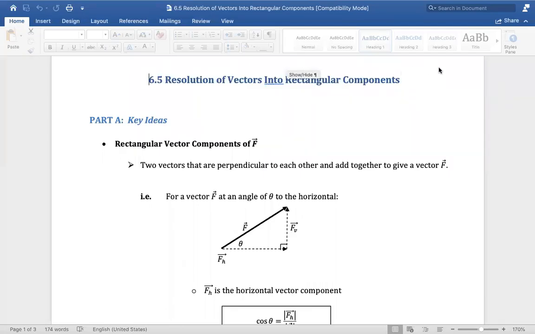So for the last section of chapter 6, 6.5, we're looking at the resolution of vectors into rectangular components. So we're basically breaking up a vector with a horizontal component and a vertical component to get, let's say, from one side of the vector to the other.